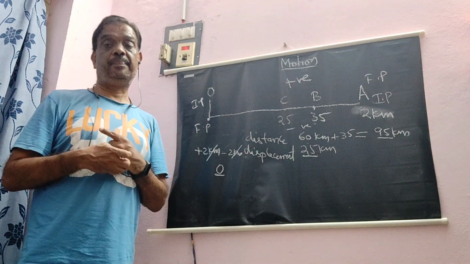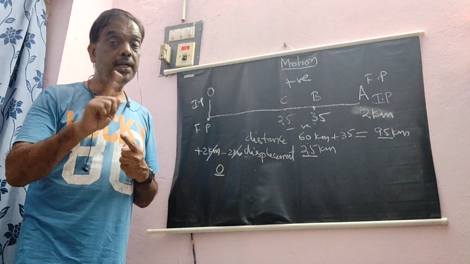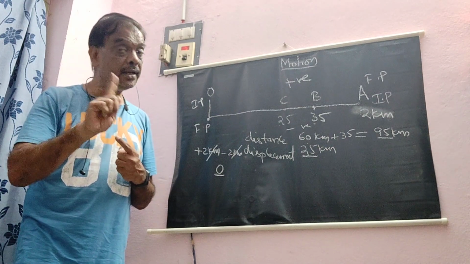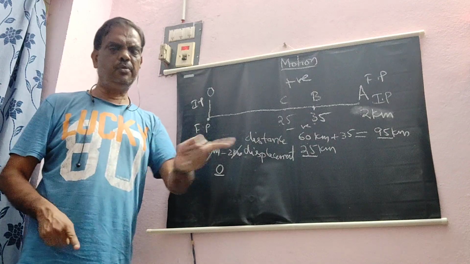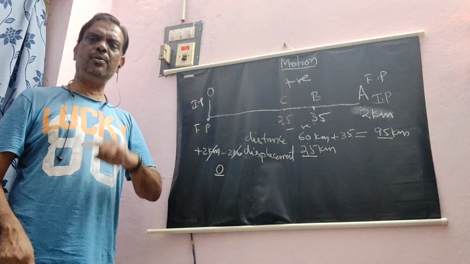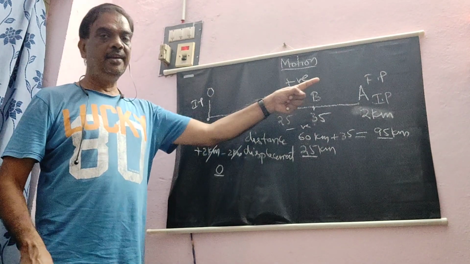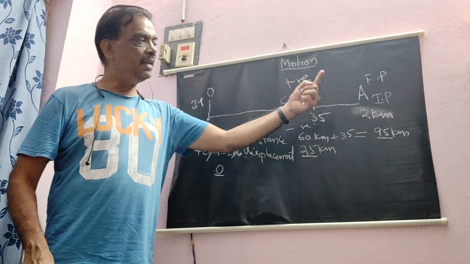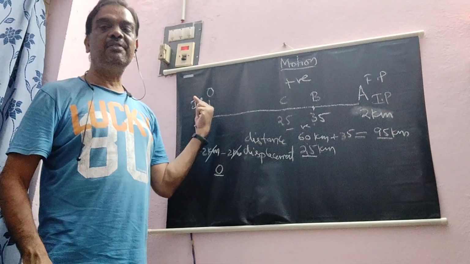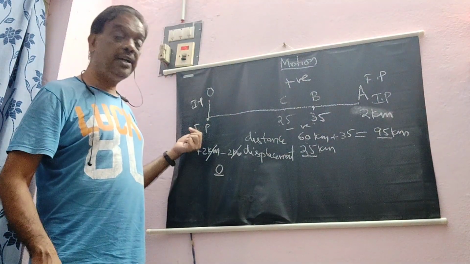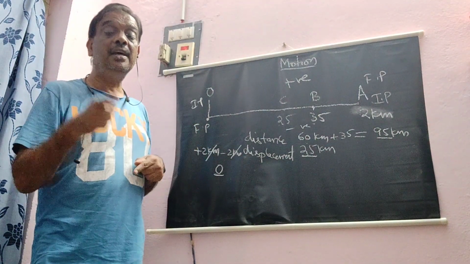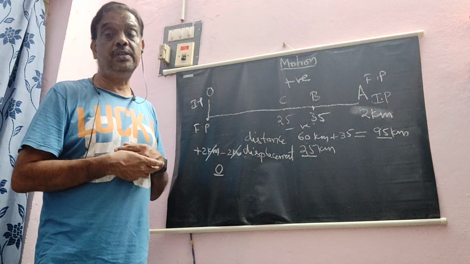Remember this point. For a moving object, distance cannot be zero or negative. It is always positive. For a moving object, displacement can be zero, can be negative, can be positive. I will just now explain. O to A, positive. Then A to O, negative. It has come back to the initial point, the final point. When they coincide with each other, your displacement will become zero.